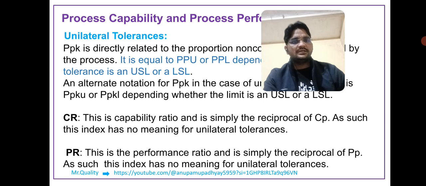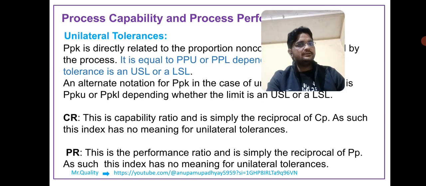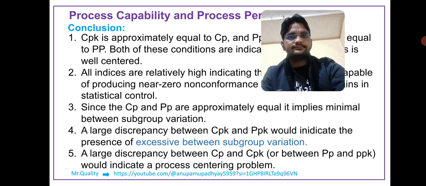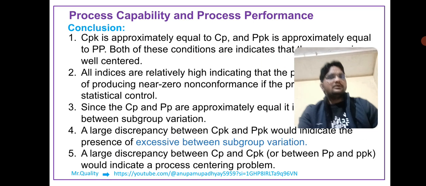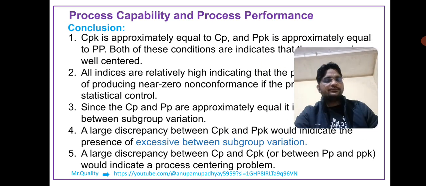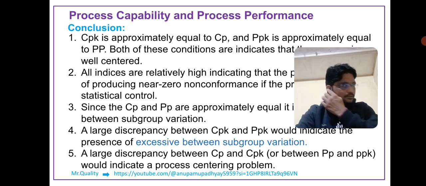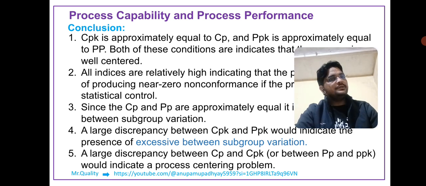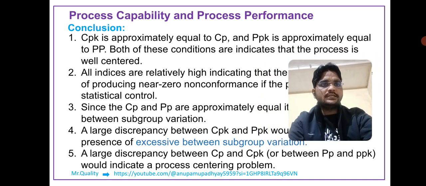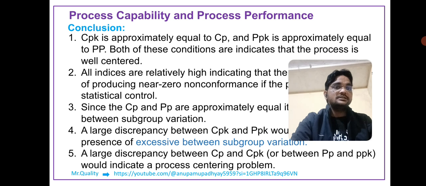These indices have no meaning for unilateral tolerance. In unilateral tolerance, CR and PR cannot be used. What are the conclusions of process capability and process performance? CPK is approximately equal to CP and PPK is approximately equal to PP. Both of these conditions indicate the process is well centered.